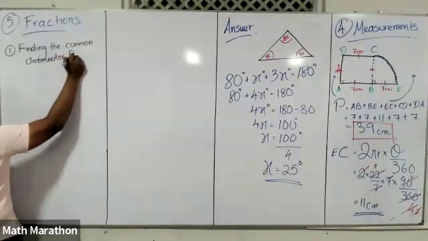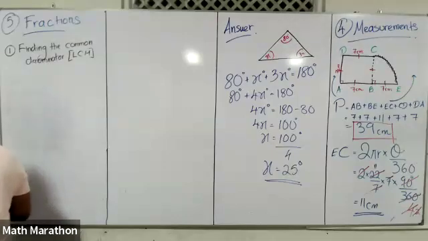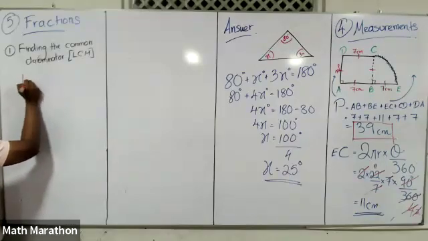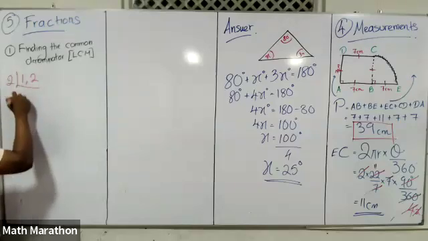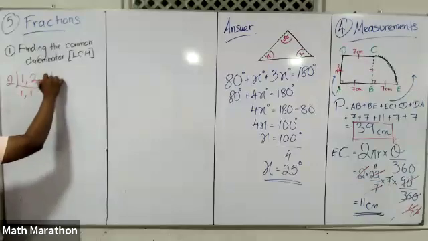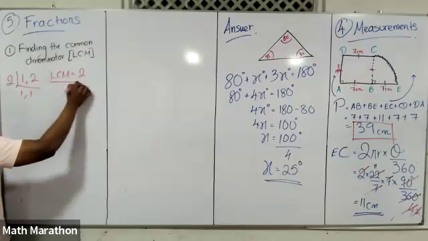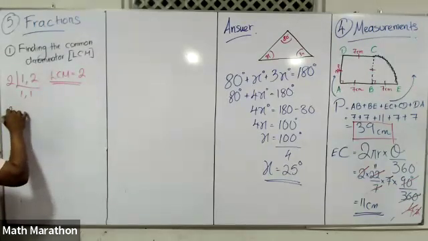Which is LCM. So what are the denominators I have here? 1 and 2. I have 1 and 2. Here, I will divide it by 2. 1, comma 1. So the LCM is what? 2. I know it's an easy question, but I'm doing it step by step for everyone.